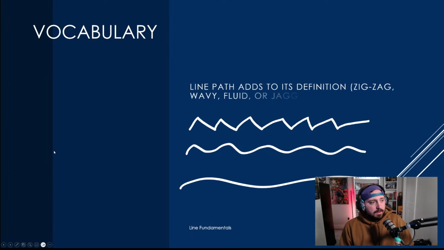So a line's path adds to its definition, okay? So you've got wavy lines, fluid lines, jagged lines, all types of different lines here. Things you've probably been doing since you were a kid, but just to cover it and make sure you understand what we're talking about when I'm talking about a jagged line, a zigzag line, wavy lines, fluid lines, all that type of stuff. Just give you a little bit more vocabulary in your pocket to describe art a little bit better.